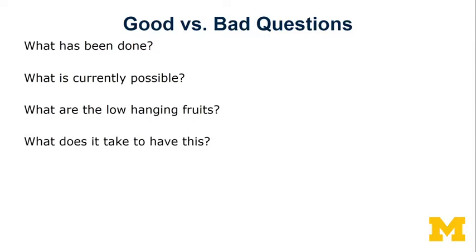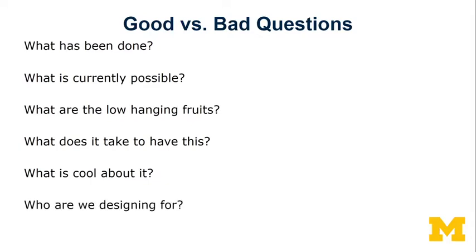So on the left, you actually see the bad questions. Okay, I should have been more explicit. It looks like the good ones are on the left and the bad ones are on the right. No, the bad ones are on the left. Okay, so what does it take to have this? That's an okay question. I'm going to show you a better question. What is cool about it? Well, in some research communities, like the user interface software technologies community, UIST, that seems to be the main question to judge research. Well, no offense there. Who are we designing for? So these are some good and bad questions, mixed. Mostly, I look at the ones on the left quite negatively.